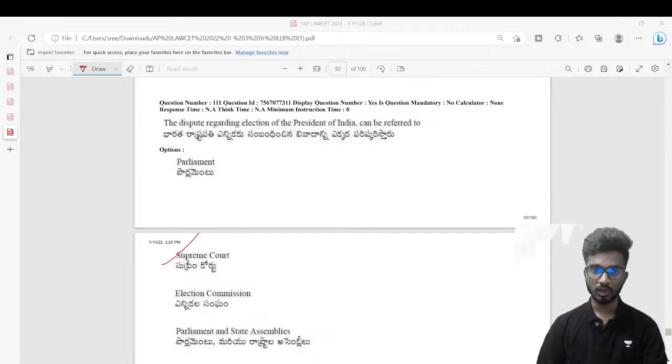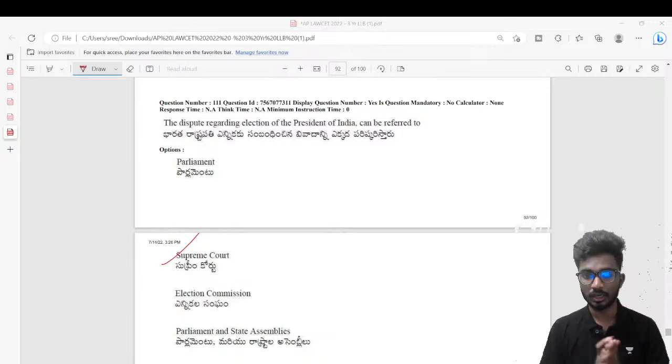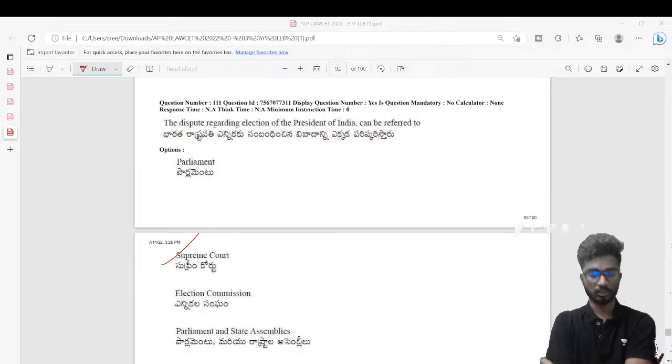If any mistake is thought to have occurred in the presidential election, the Supreme Court is the final authority to decide. Who conducts the election to the President of India? Who conducts the presidential election? Choose from the options.